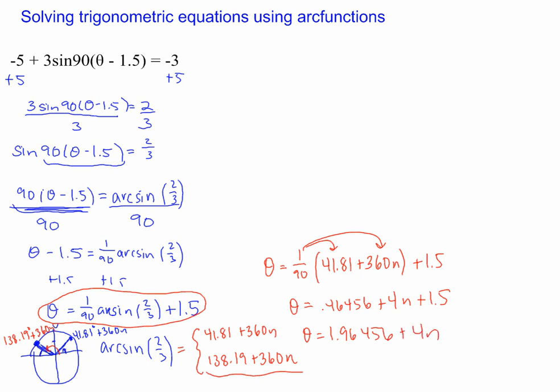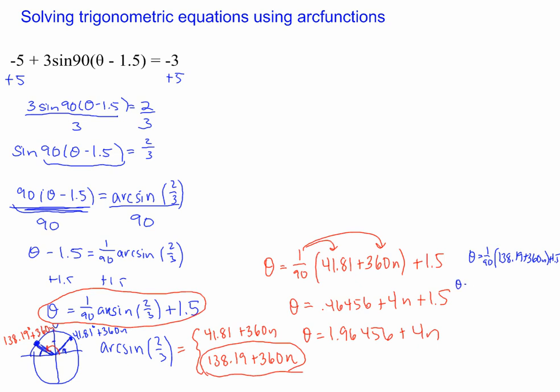Now I have to put the second half of the arcsine number in for arcsine. I'm going to try to get a little more room here, but if I scroll down, it's not going to let me. That's fine, I'm just going to cram it in. So I'm also going to say theta is equal to 1/90th times 138.19 plus 360n, plus 1.5.